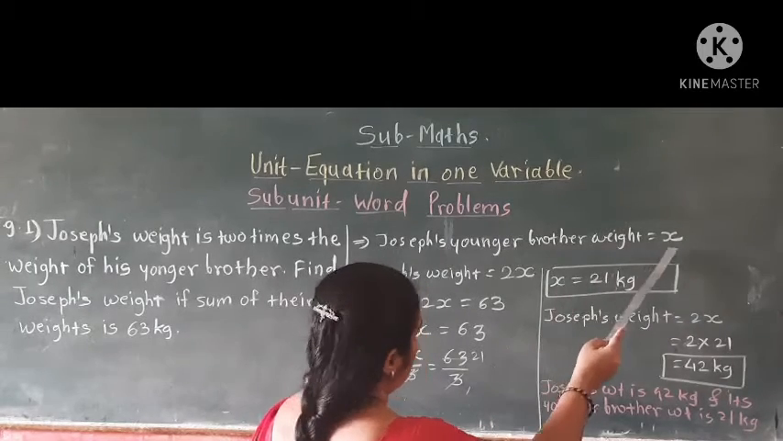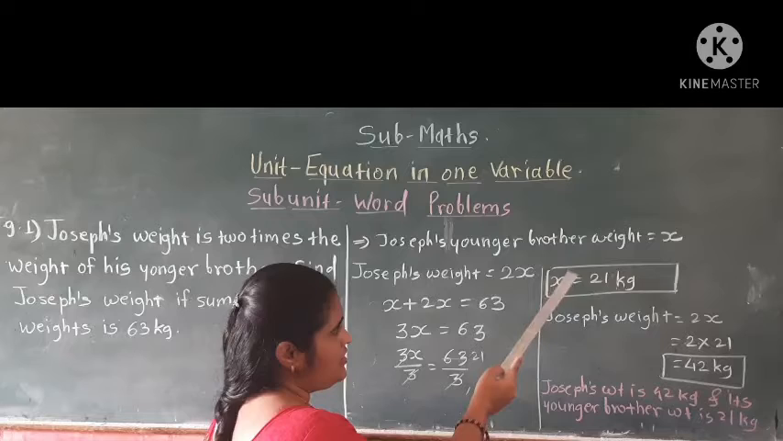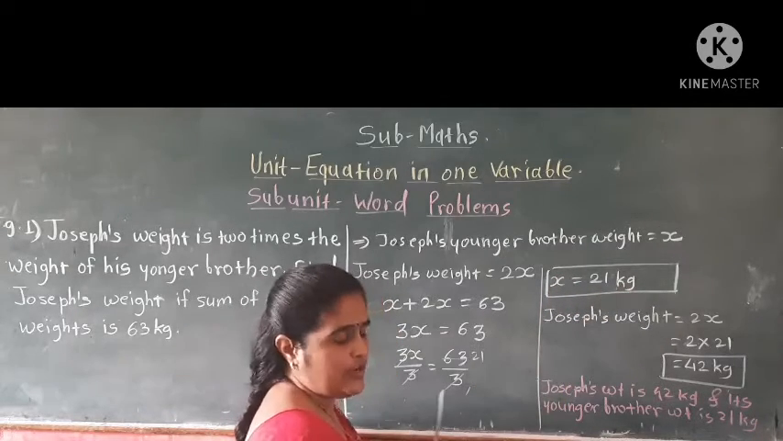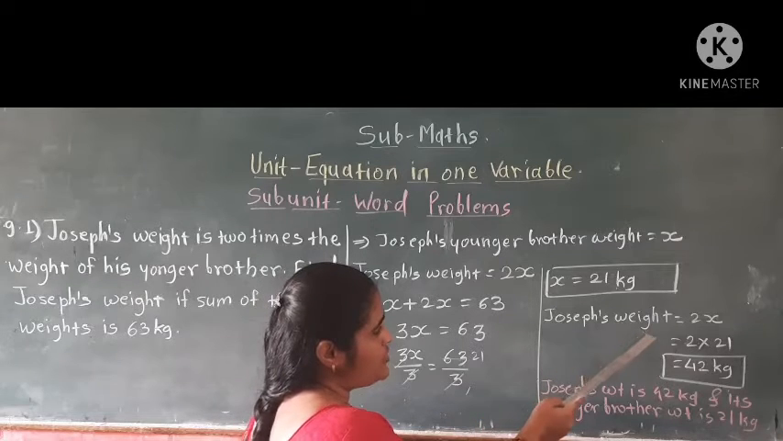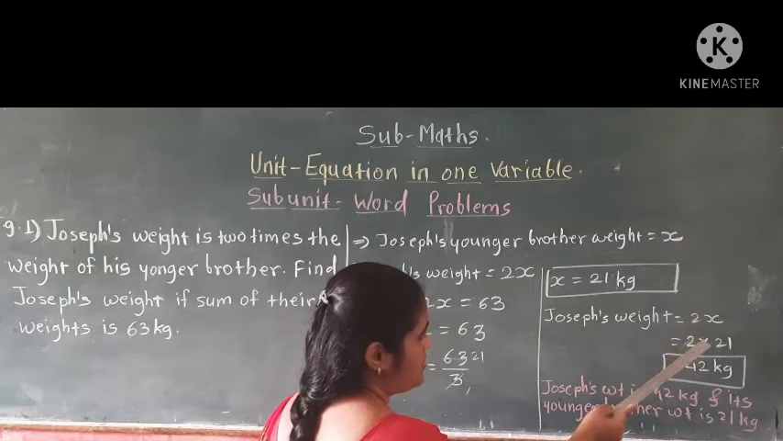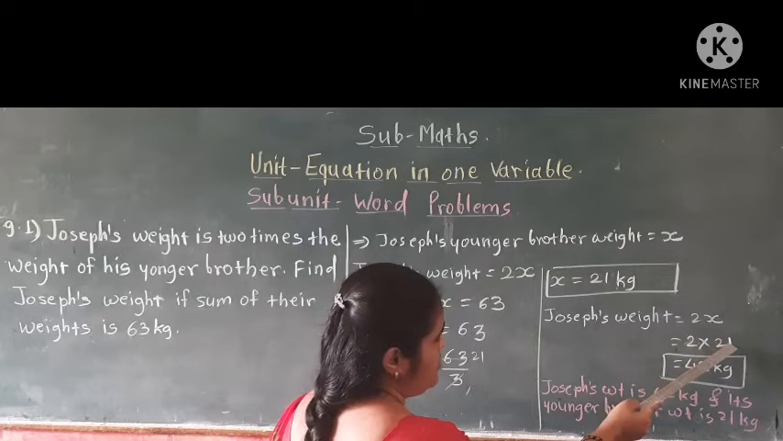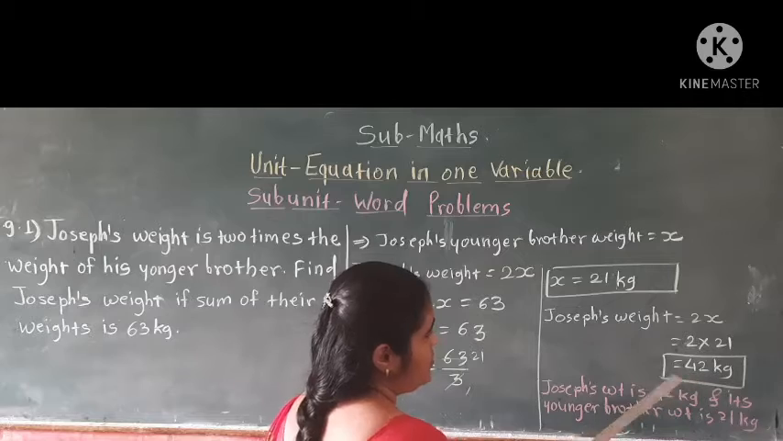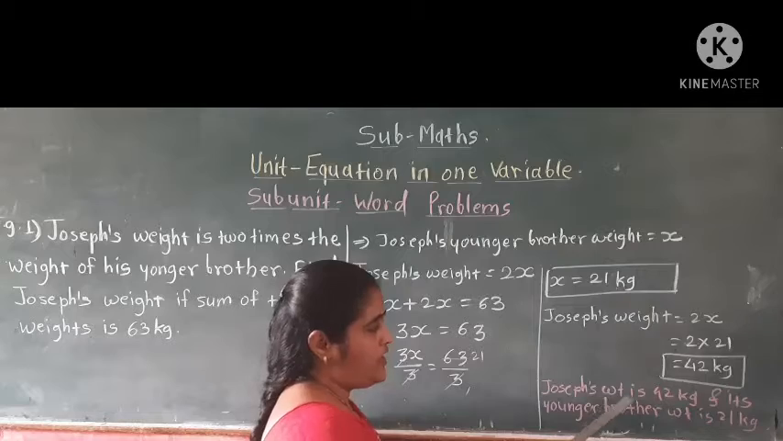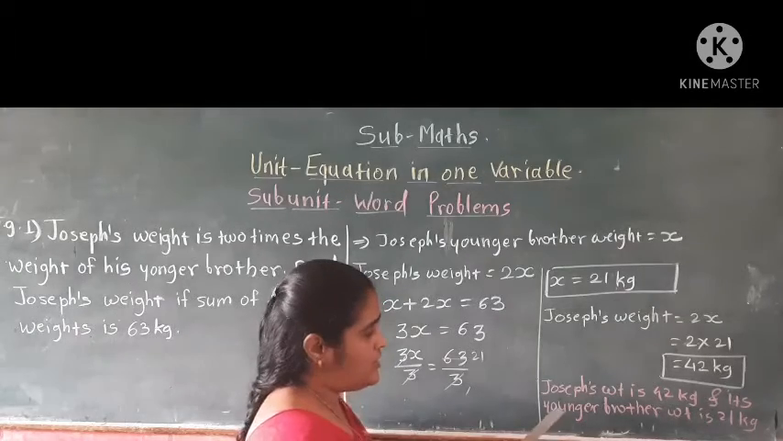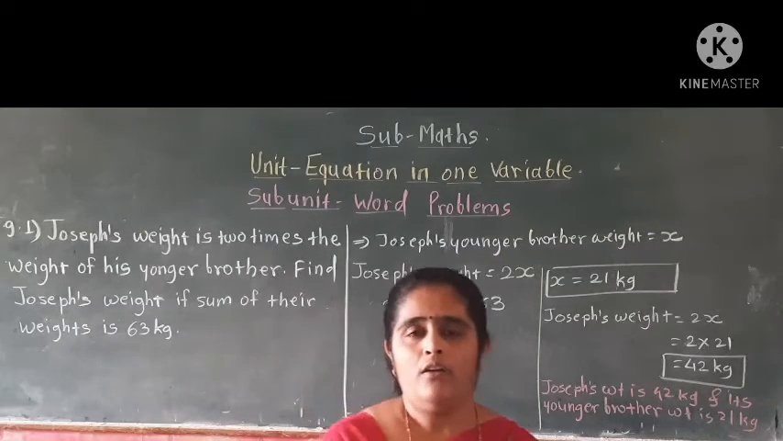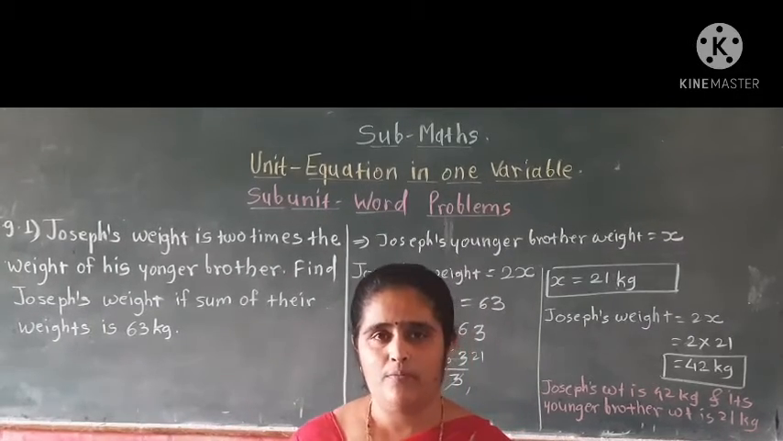We considered x for Joseph's younger brother, so the weight of Joseph's younger brother is 21 kilogram. Now we calculate Joseph's weight. Joseph's weight is equal to 2x. 2 into 21, multiplication is 42 kg. So our final answer is Joseph's weight is 42 kg and his younger brother's weight is 21 kilogram. Okay, now let's solve the next example.